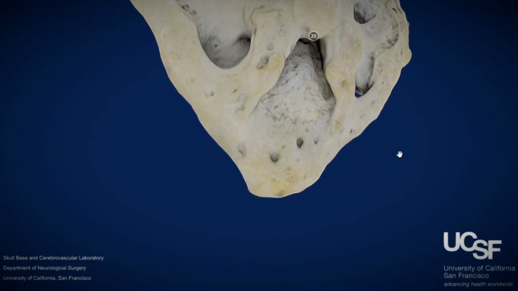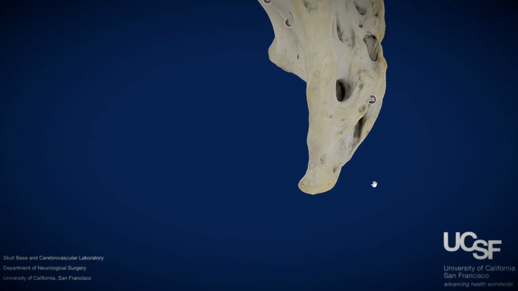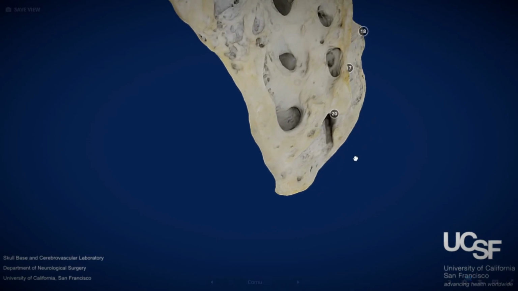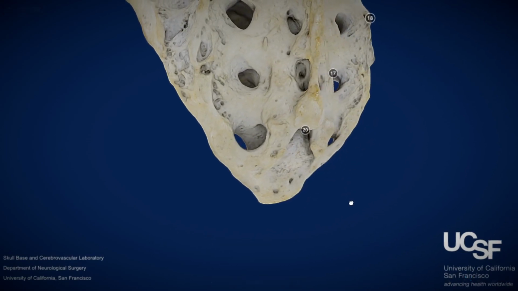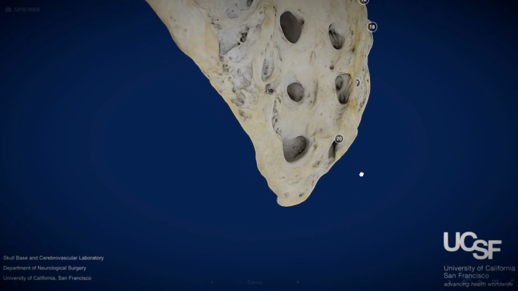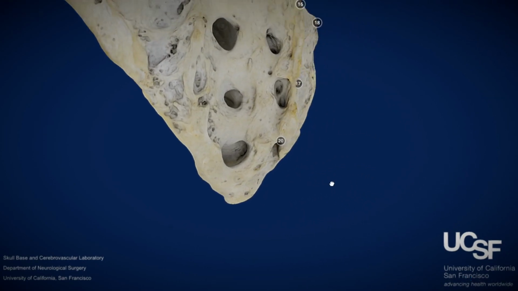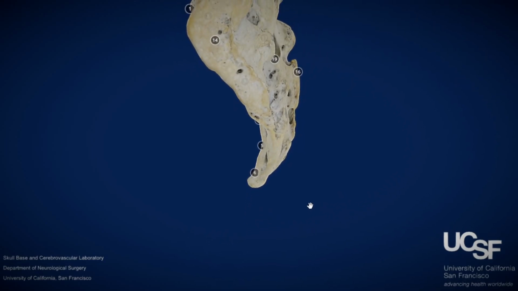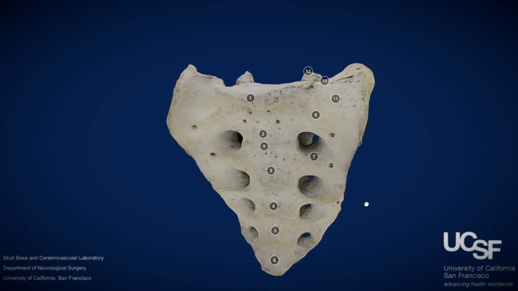And lastly, there's a place for the articulation with the coccyx, which is called the cornu, an inferior prominence that follows the median crest. And that's an overview of the sacrum.